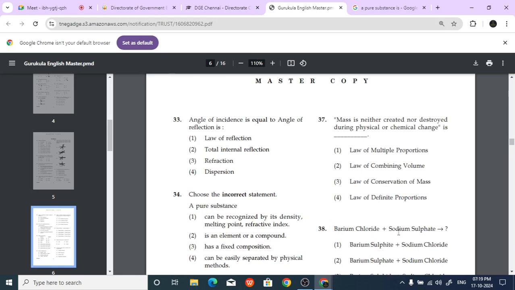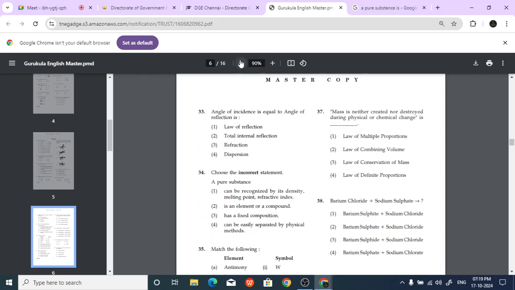Barium chloride plus sodium sulfate will give. Just go through all the 4 options and then tell me. Second option, sir. Yes, barium sulfate. It will give barium sulfate and sodium chloride. Very good. Fantastic. It's very close, looks the same. If this is sulfide, this is sulfide. No, you have to be careful. Okay, next question.